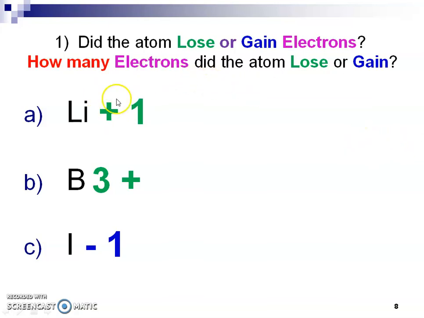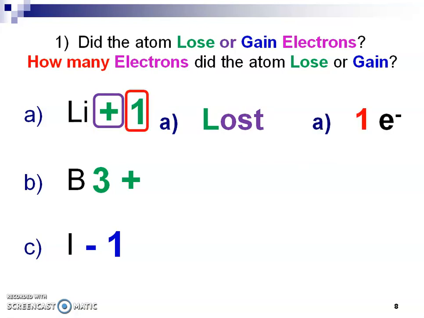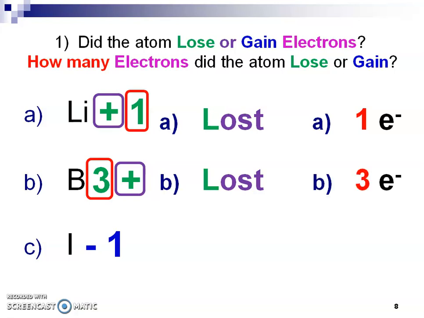All right, so let's focus on that positive first. That positive charge is going to tell us that it lost electrons. The 1 is going to tell us how many. So if you want to pause and try to do B and C, or just keep playing to see the answers. So boron is now going to have a positive charge in the cation. So it lost electrons. How many? 3. And those 3 electrons are going to be lost.